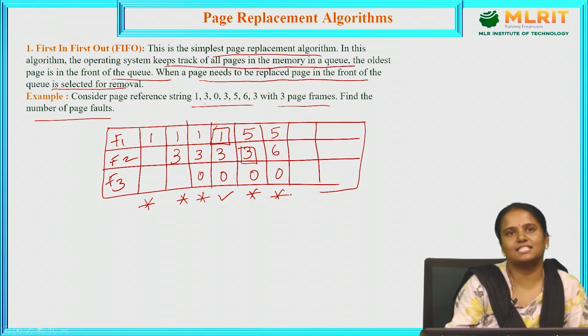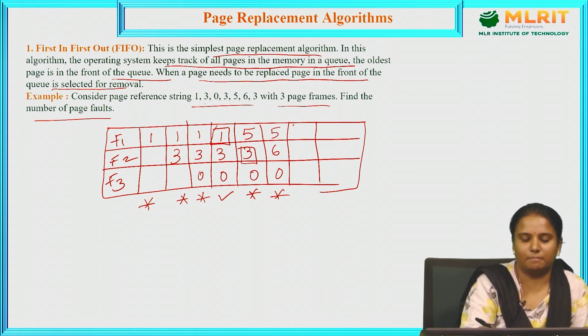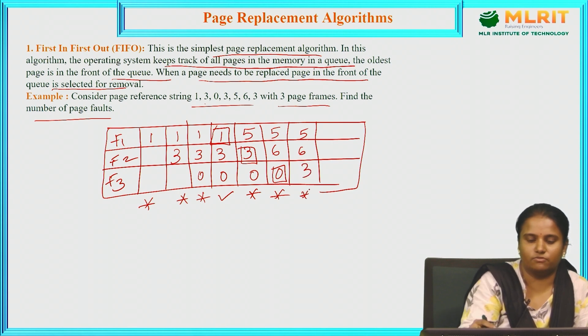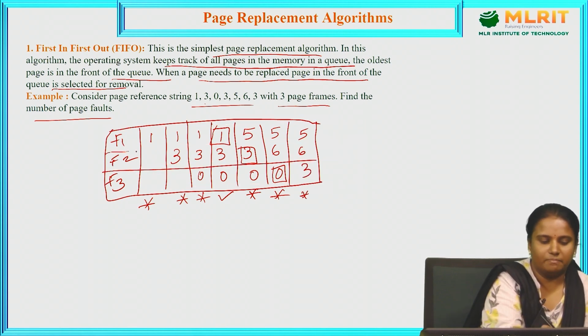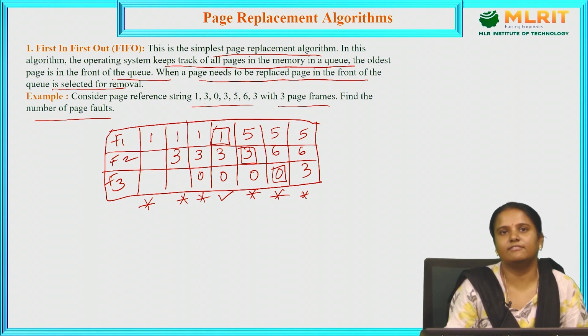So the last number is what? 3. So 3 is also not present. Which page do I have to remove? 0. So 5 6 3. This is also a page fault. So these are how we insert and delete pages in the first in first out algorithm.